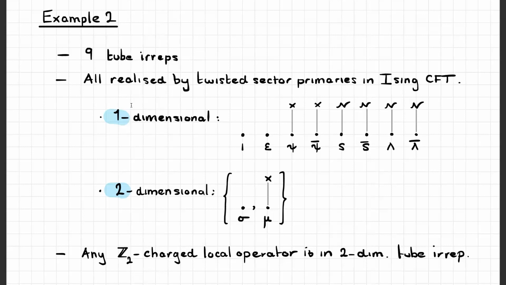And so, one consequence that you can see by staring at this list is that if you have any local operator that's charged under the Z2 symmetry, the invertible part, any genuine local operator, not twisted, then it has to transform in a two-dimensional tube irrep, namely this guy here. So the two genuine local operators at the top here are not charged under the Z2. The only way that can happen is if it transforms in a two-dimensional tube irreducible. Okay.